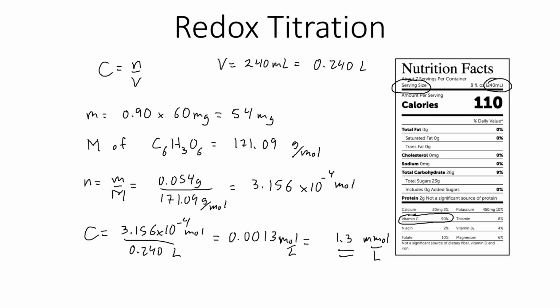So if this contains 90% of your vitamin C, and you drink 240 mils, you should get 1.3 millimoles per liter. That should be the concentration. Now you can't do this in advance because I don't know the nutrition facts label of your sample. We're going to buy whatever's on sale. And so I guarantee it won't be this number. So I'll see you in class.